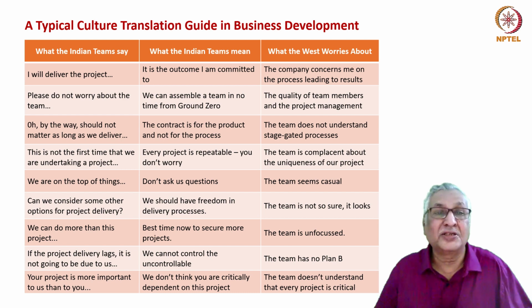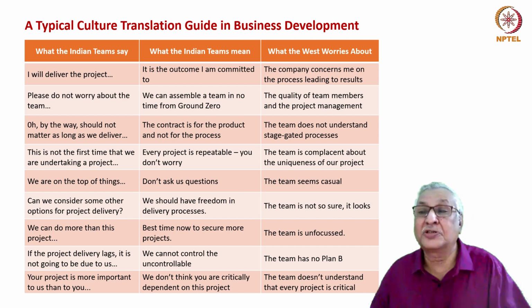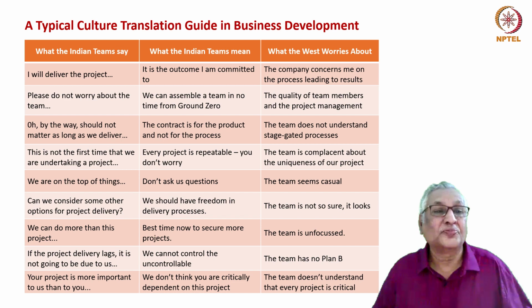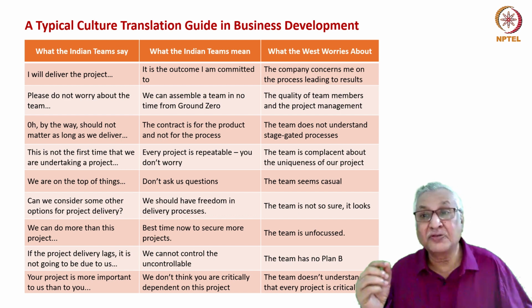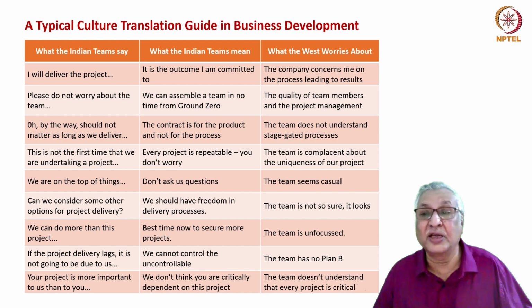Let's look at a typical culture translation guide in business development. What the Indian teams say, what the Indian teams actually mean, and what the West worries about. So let's say the team says, I will deliver the project. What we mean is that it is the outcome that I am committed to and nothing else. Indians do not bother too much about the process or the journey that leads to the outcome. Whereas the West is always bothered about every stage of the process being perfect to the timelines and perfect to the way it has to be done.